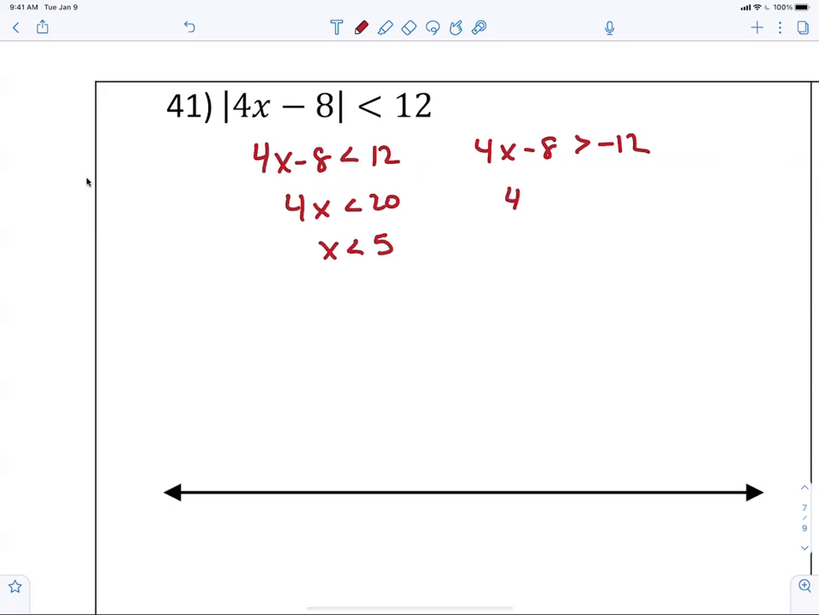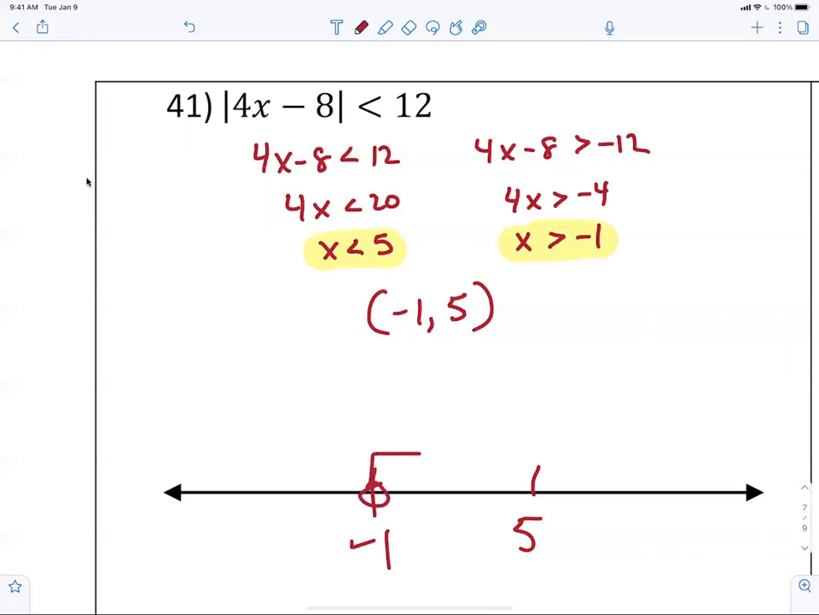Adding 8 again. Anybody have any issues with that? Anybody? Okay, so is this an AND or an OR? And greater than negative 1, less than 5. You're thinking about the numbers. Think about it. Less than 5, greater than negative 1. So here's 5, here's negative 1. Greater than, less than.